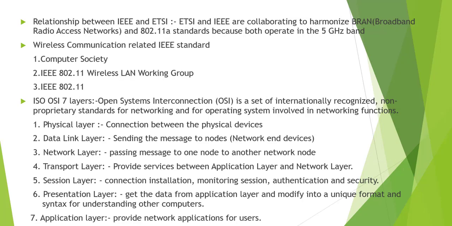In the relationship between the IEEE and ETSI, ETSI and IEEE are collaborating to harmonize the HiperLAN broadband radio access network and the 802.11a standard because both operate in the 5 GHz band. Some of the standards used in wireless communication are in the IEEE standard.